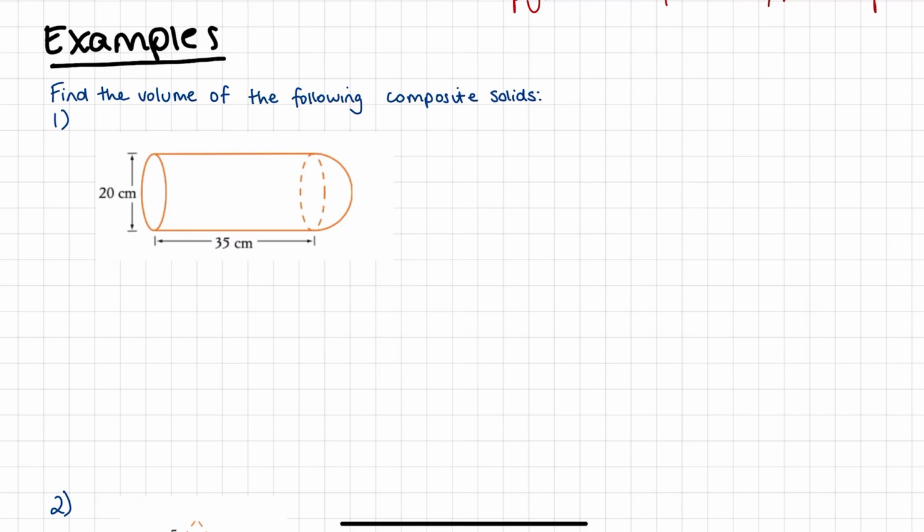Here, for the first question, we have a cylinder and a hemisphere. So what we have to do to find the volume of the entire composite solid is find the volume of both parts. I'm going to call the cylinder volume 1, and I'm going to call the hemisphere volume 2. Okay, so the volume of a cylinder is equal to pi r squared h. So you're probably going to need your formulas for this.